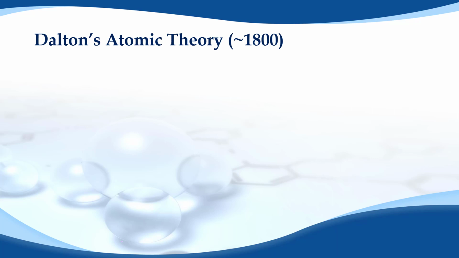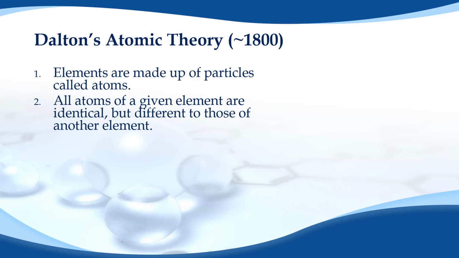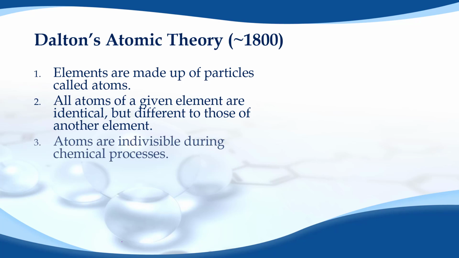Now, in his experimentation with different gases, what he was able to figure out was, first off, all elements are made up of small particles, and these particles are atoms. Atoms of a given element are identical to each other. So if I have 4 gold atoms, all 4 of those gold atoms are going to be the same. But an atom of gold is going to be different than an atom of silver. During normal chemical and physical processes, atoms can't be divided into anything smaller.